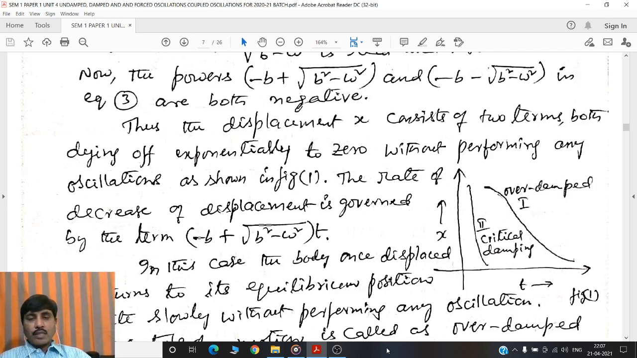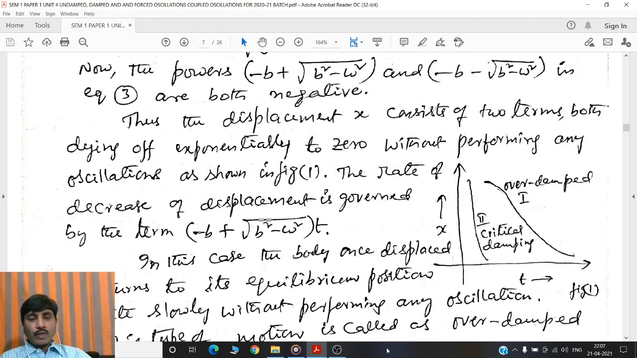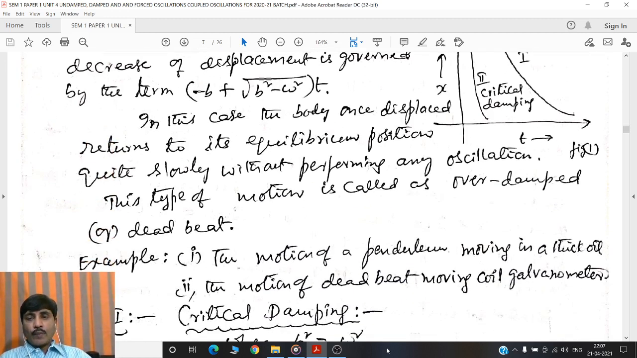In this case, the body once displaced returns to its equilibrium position quite slowly without performing any oscillations. This type of motion is called overdamped motion or deadbeat motion. Examples: the motion of a pendulum moving in a thick coil, the motion of a deadbeat moving coil galvanometer.